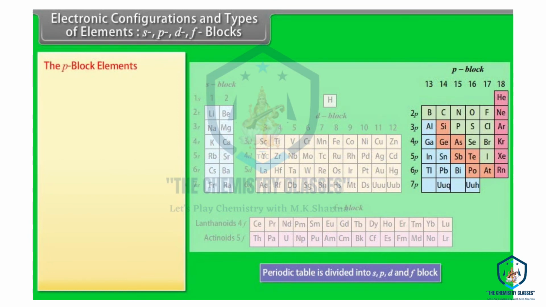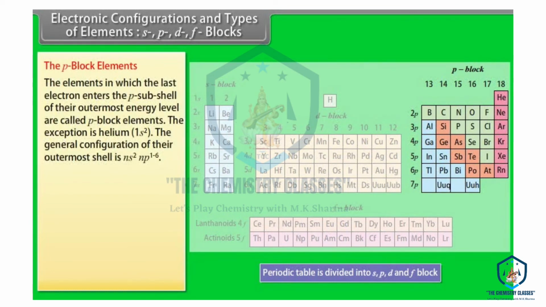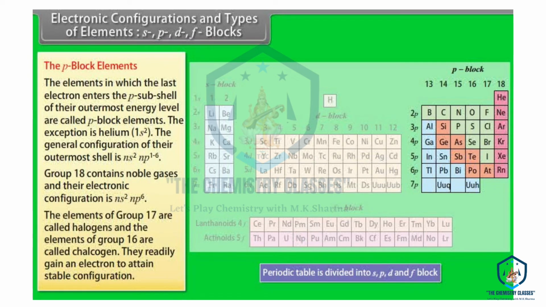The P block elements. The elements in which the last electron enters the P subshell of their outermost energy level are called P block elements. The exception is helium. The general configuration of their outermost shell is Group 18 contains noble gases and their electronic configuration is The elements of group 17 are called halogens and the elements of group 16 are called chalcogens. They readily gain an electron to attain stable configuration.